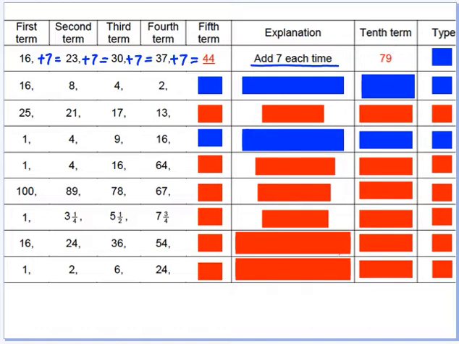All right. So now because we are adding each time, in this case we're adding by the same amount each time, then I know that it's going to be an arithmetic sequence, and I'm going to signify that with an A. All right, so the next one, we've got to figure out what the pattern is.